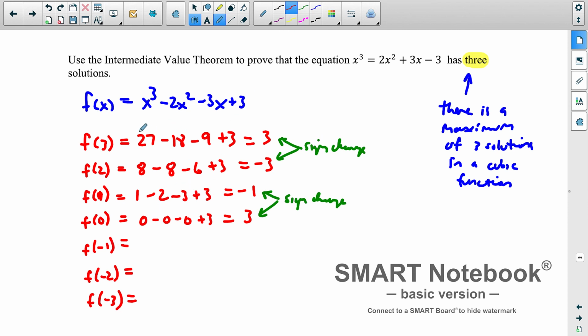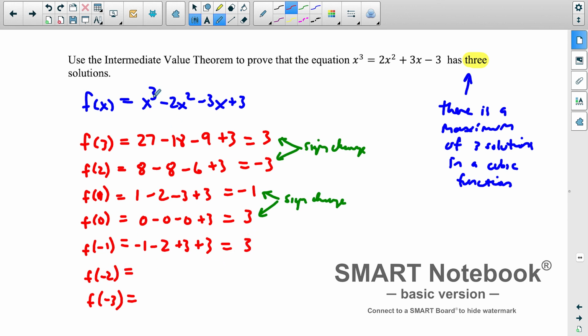Let's do negative 1. Careful with your negatives. Negative 1 cubed, negative 1. Minus. Negative 1 all squared is positive 1 times the 2 is 2. Or if you want, times negative 2 equals negative 2. Sorry. Negative 3 times negative 1 is plus 3. And then we've got another plus 3. Negative 1 take away 2 is negative 3. Plus 3 is 0. Plus 3 is 3. No sign change. Got to keep going.